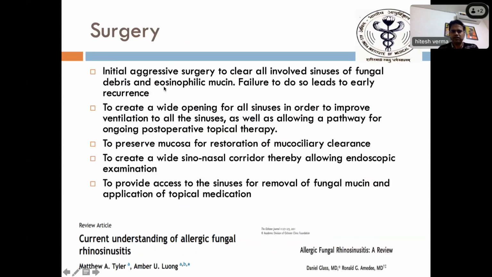So for surgery, initial aggressive surgery should clear all the sinuses. If there is fungal debris and eosinophilic mucin present, it should be cleared completely. This will reduce the risk of recurrence. Sinuses should be widely open in order to improve ventilation, and it also allows topical medication in the post-op period, and preserves mucociliary clearance. These are the goals of surgery: to create a wide sinonasal corridor for endoscopic examination and to provide access to the sinus to remove the fungal mucin and apply topical medications.